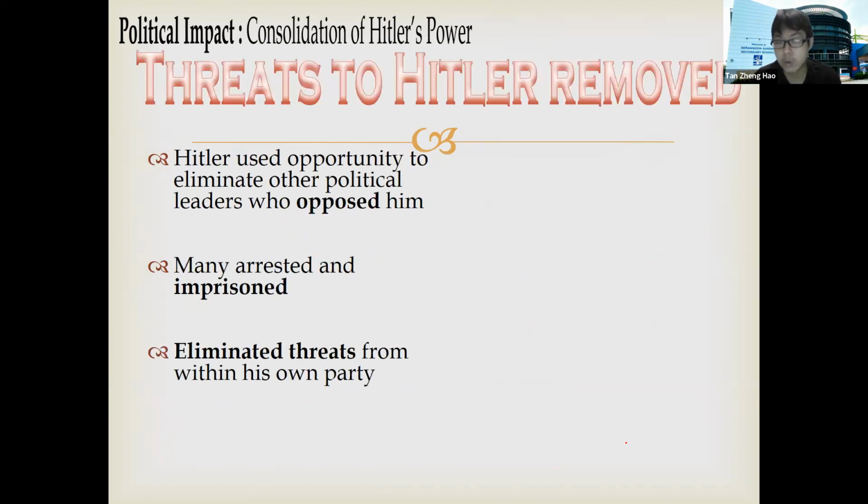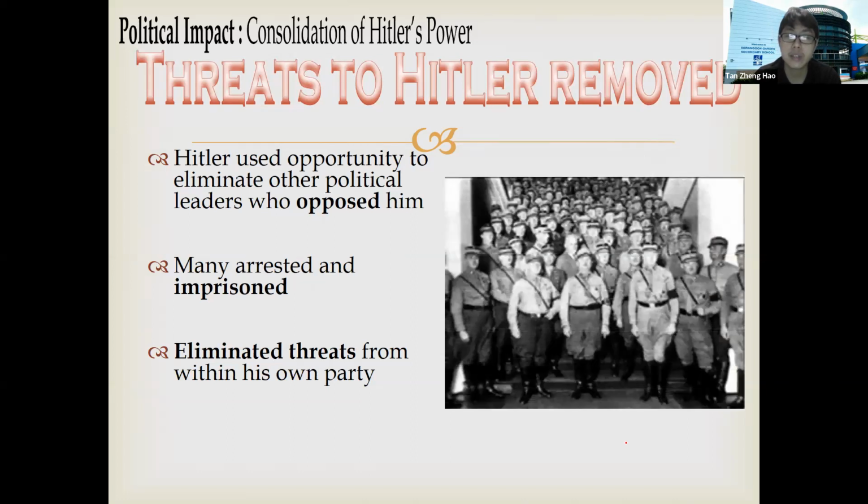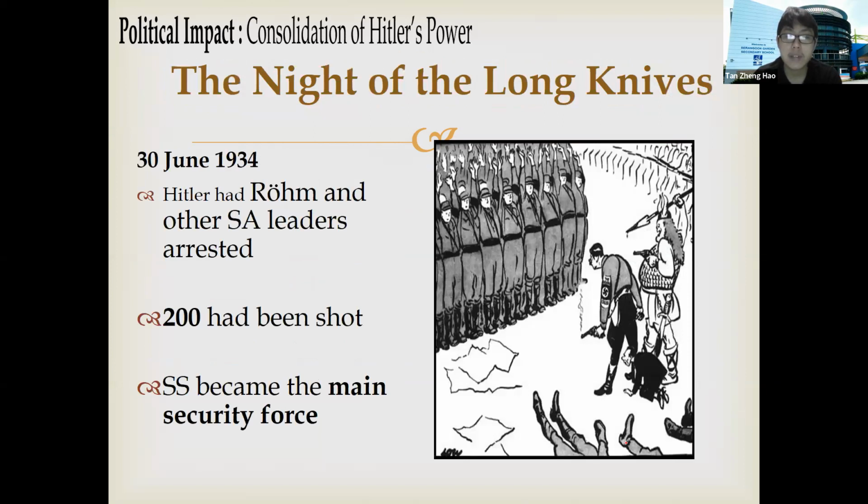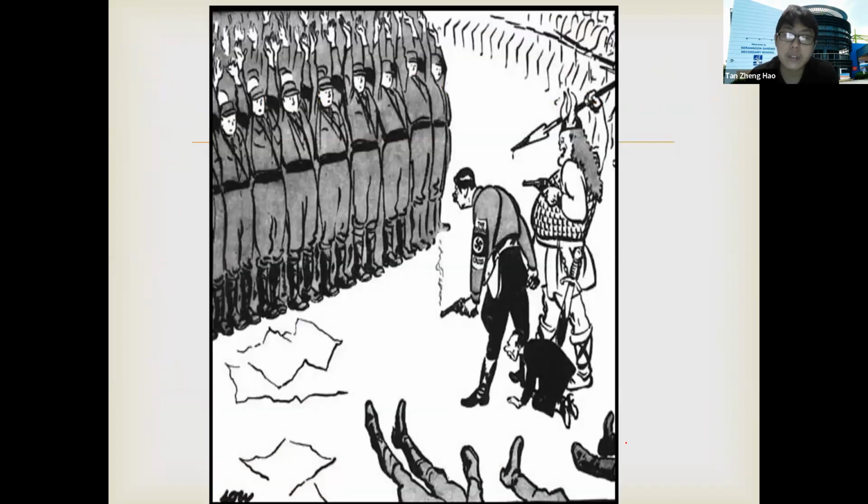So many political leaders who opposed him were killed or arrested. So Hitler basically had little to no threats from the Nazi party. He's the real strong man in the party now with no threats. Many of them were arrested and shot, and after the SA leaders were killed, the SA became less important, and the rival group, the SS, became the main security force of the Nazi party. You can see Hitler shooting many of the leaders, and the rest of the people are basically surrendering.